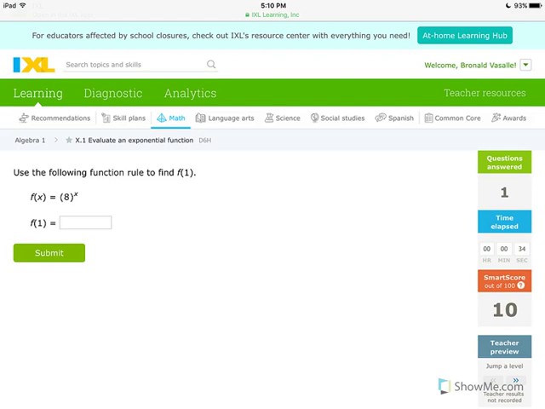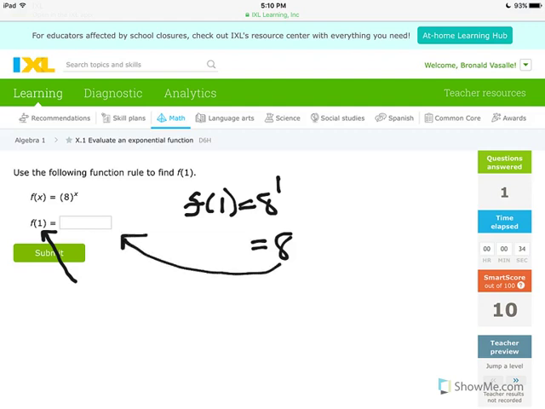And on the next slide, they want f of 1. So f of 1 means 1 is going to go in for x. So 8 to the first power, and 8 to the first power should be 8. So there's your answer for the second one.